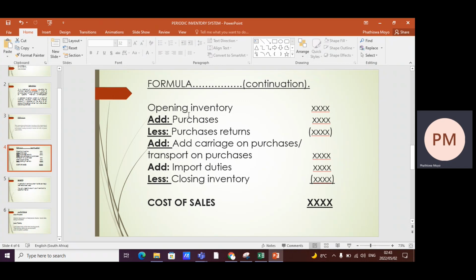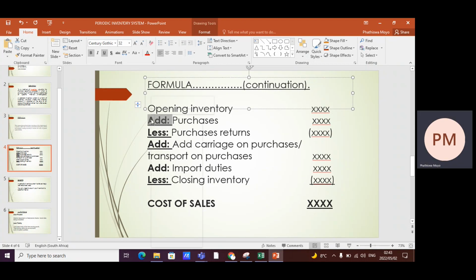Guys, remember this formula. You add your opening inventory. This is very critical because you're going to see this being asked over and over again.